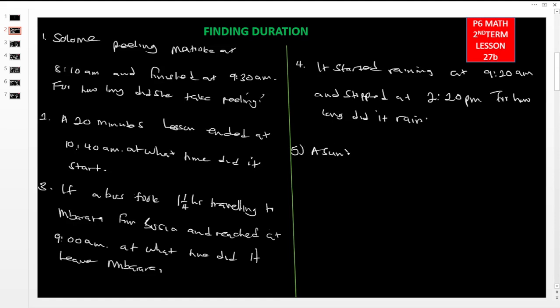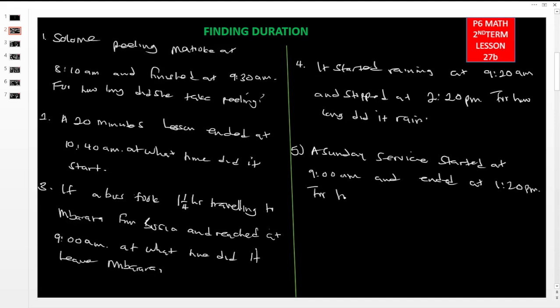Number 5: a Sunday service started at 9 a.m. and ended at 11:20 p.m. For how long did it last?